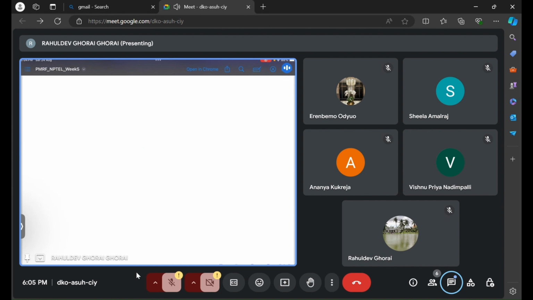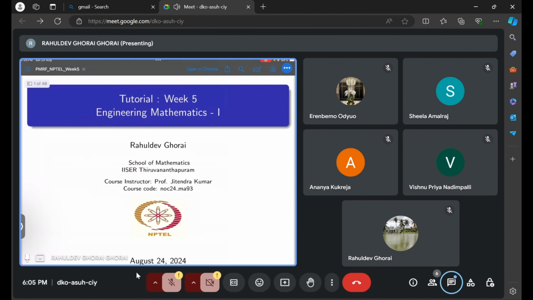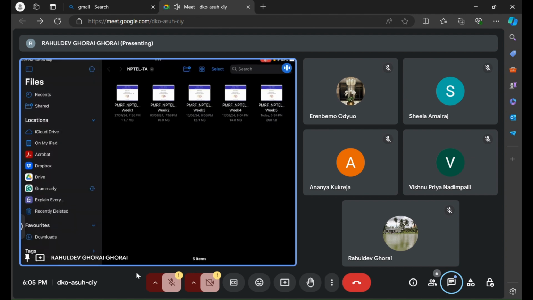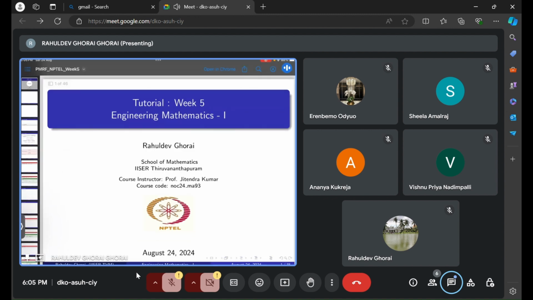So last class, what we did was the differentiability of two variable functions and continuity, or continuity of the first derivative, all these things, partial derivatives. If you don't have any doubt, then we'll move to today's session. So this is your fifth tutorial session, the week 5 tutorial session.